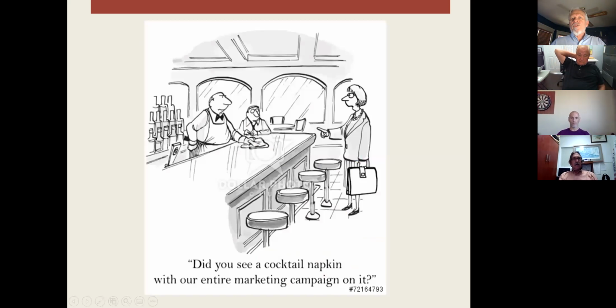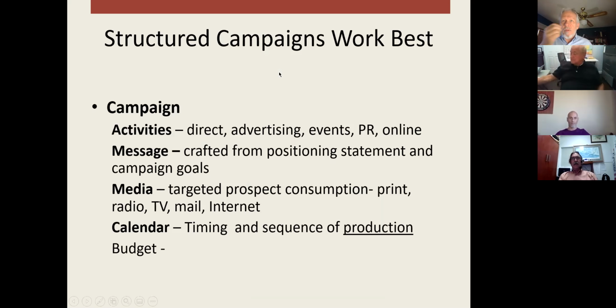Of course, you've probably seen something like this. Did you see a cocktail napkin with our entire marketing campaign on it? Well, that's kind of the way a lot of these campaigns go. It's like, gee, we could do our campaign. We did it over lunch. We talked about it. We should do this. We should do that. And here's what we'll do. Okay, so at least you did a little bit of planning, but that's about how absurd some of these plans get. Okay, a structured campaign works best.